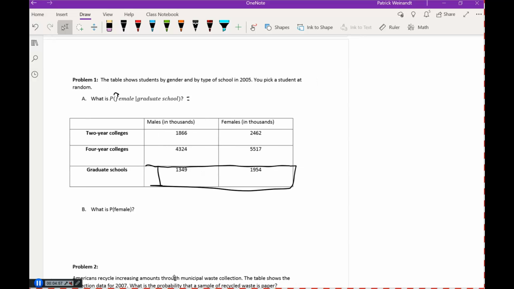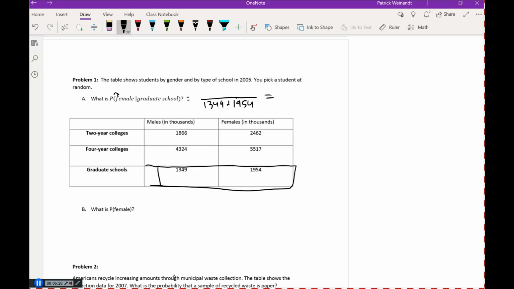Given that they're in graduate school, what's the probability they're female? We know that probability is the total number of possible outcomes in the bottom and the desired outcomes in the top. So what are the total possible outcomes in the denominator if we're given that they're in grad school? Our total outcomes are just the number of people in grad school, which is 1,349 plus 1,954. That's going to be our total number of outcomes.